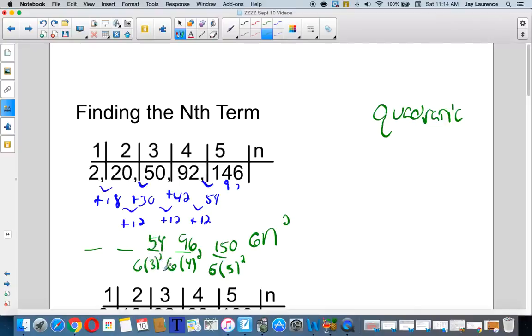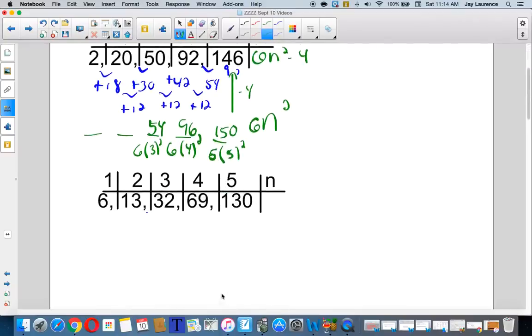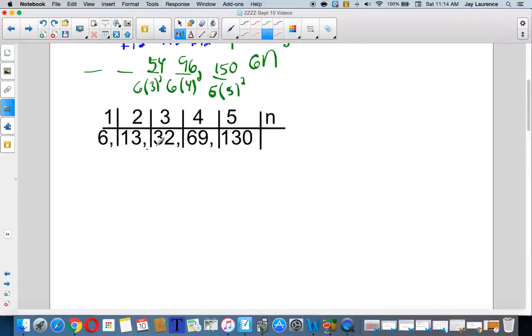And look at that. How do I turn the green ones into the black ones? Well, I have to subtract 4, don't I? Every single time. So our nth term is 6n squared minus 4. And it's a quadratic pattern. All right, here's another one.